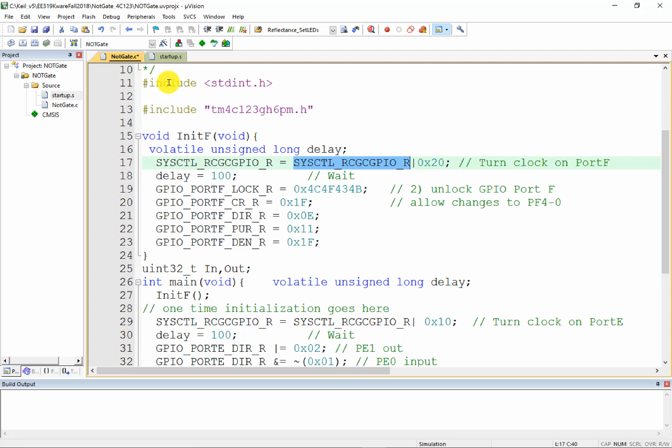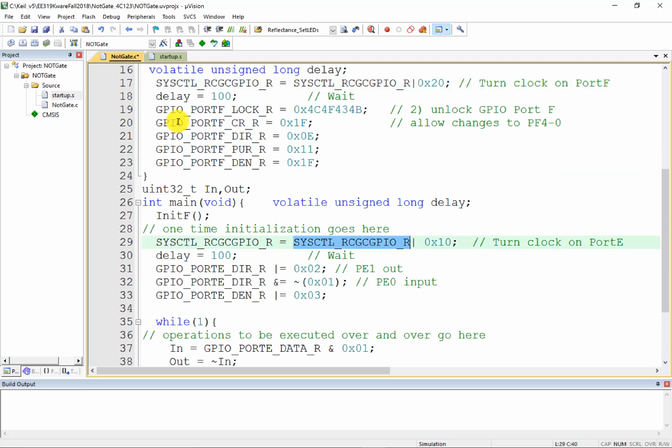Look at big picture, little picture. From a little picture standpoint, I set bit 5. But from a big picture standpoint, what did I do? Turn on the clock. Yeah, and that's port F. Let me go down and do port E again. Sorry, I'm going to do this one. That was port F. I'm going to turn on port E.